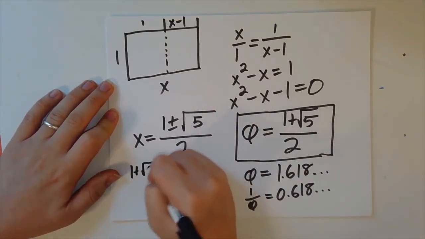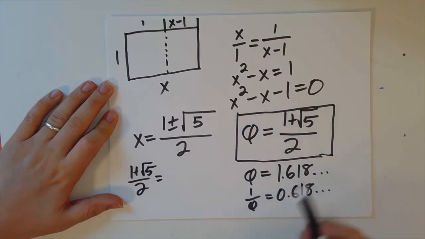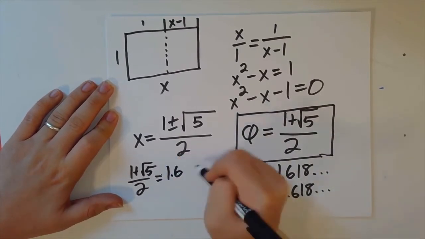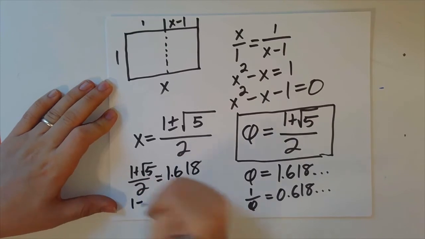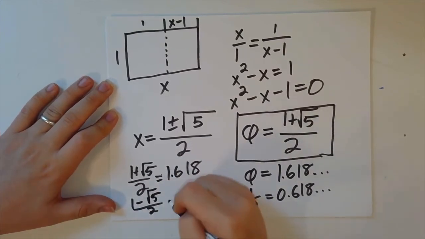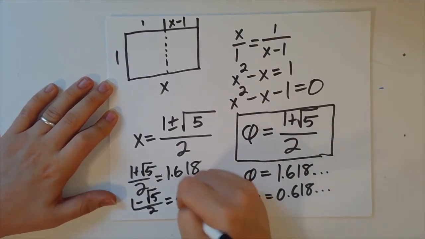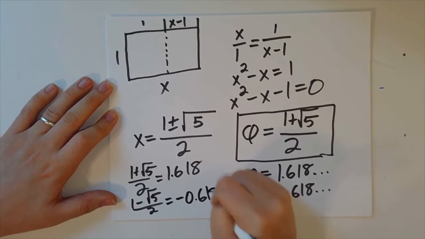you have, on the one hand, 1 plus root 5 over 2. That is, well, that was literally what we picked, so that's the 1.618 number. If you pick 1 minus root 5 over 2, well, if you work it out, it works out to be negative 0.618 something, something, something.